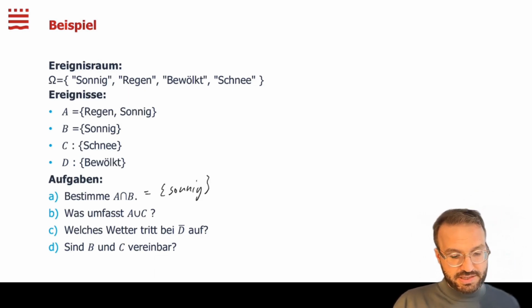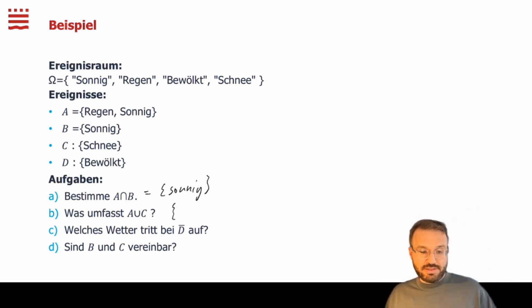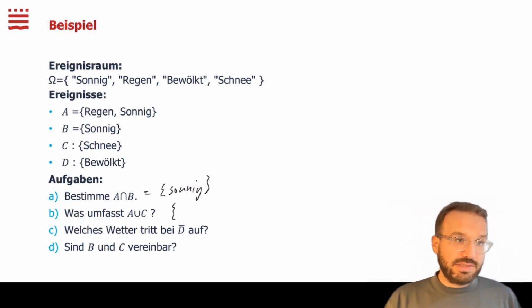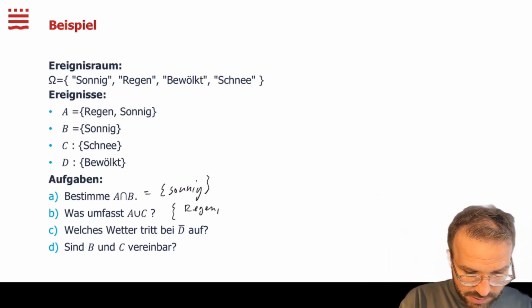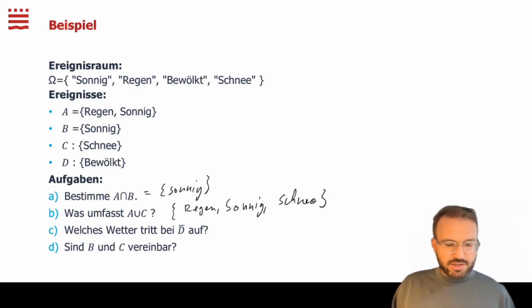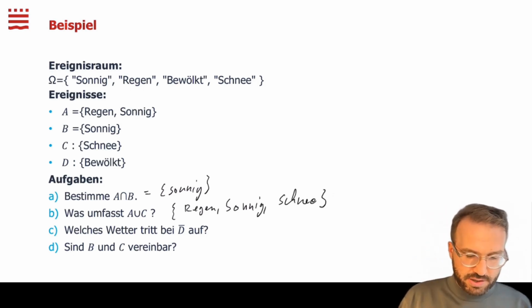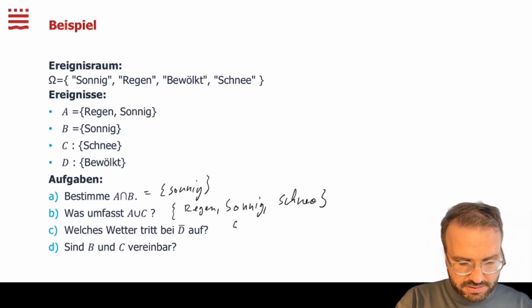What does A union C include? Well, that means A or C, so rain, sunny, or snow. This means that we have rain, sunny weather, and snow. What weather occurs with D bar? Yes, exactly. D is cloudy, which means that the opposite of cloudy is sun, rain, and snow.